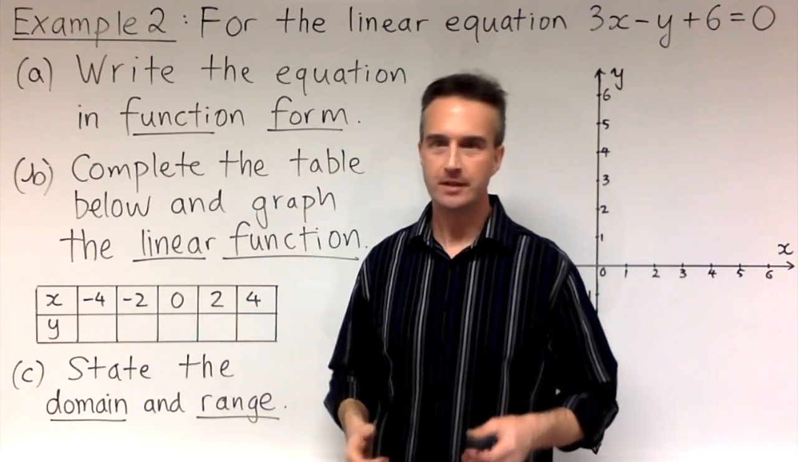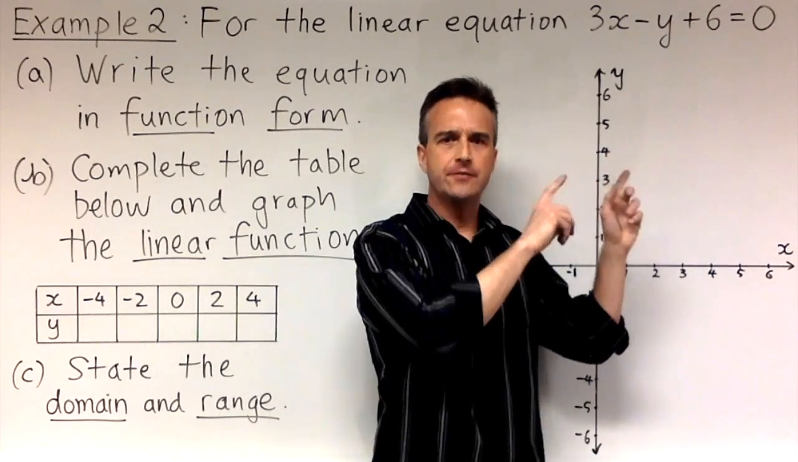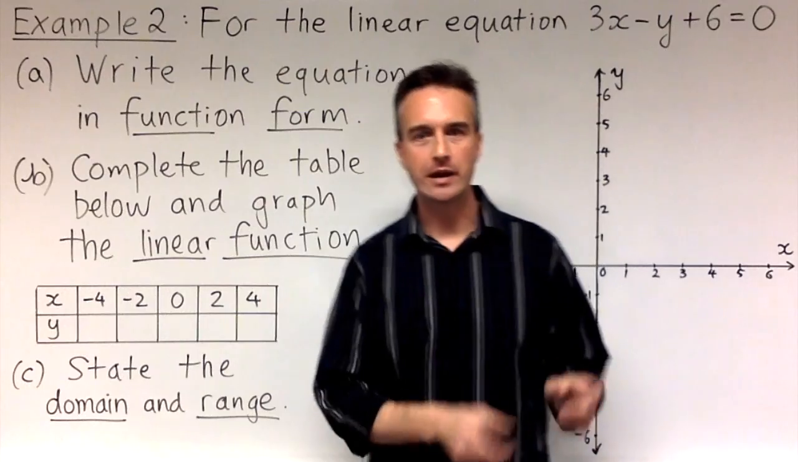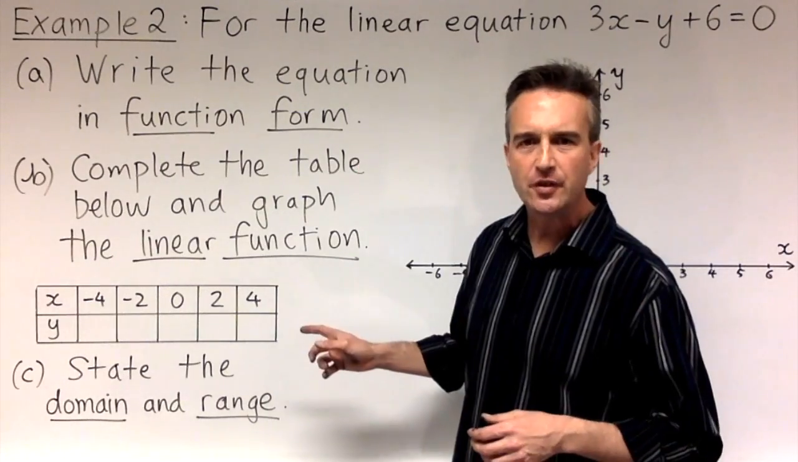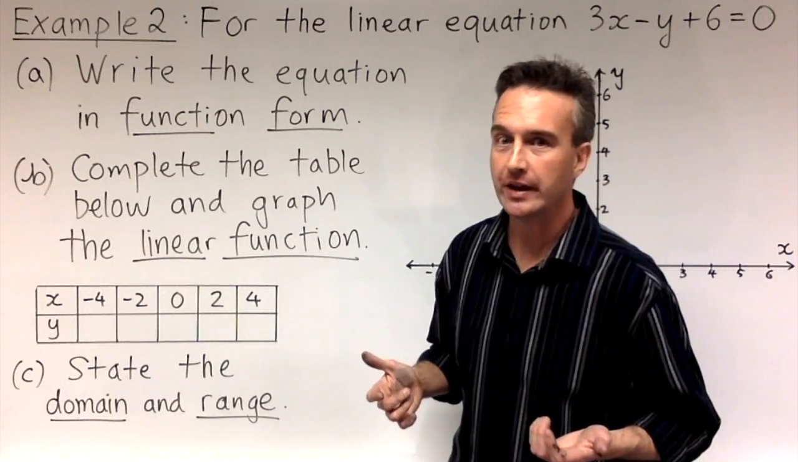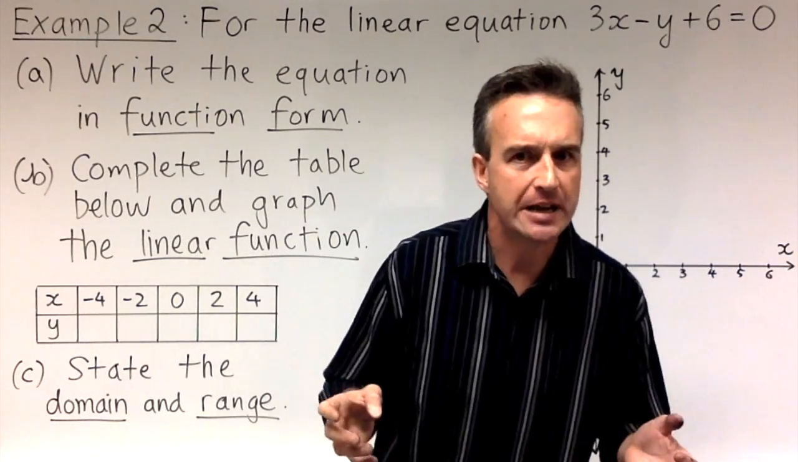Would you like a little more practice? I hope so. It's now your turn. Please try example 2. What did you get for the function form of the equation? Did the points you got on your table line up when you graphed them? Did you find any extra points that weren't in the table? If so, what were they? And what did you get for the domain and range? Should it be the same as example 1?